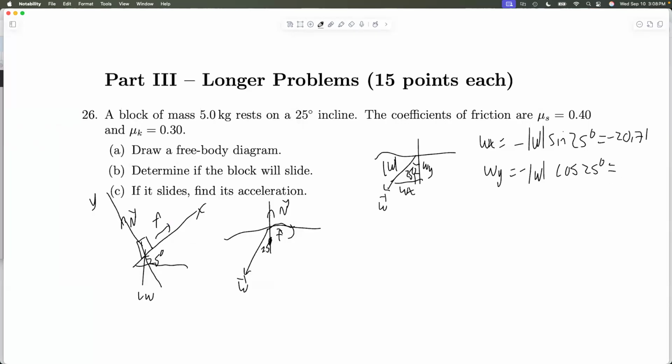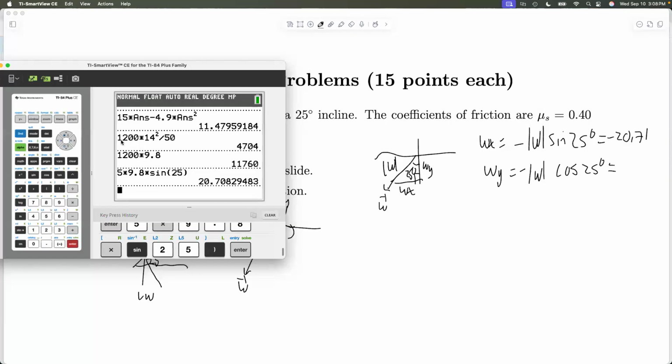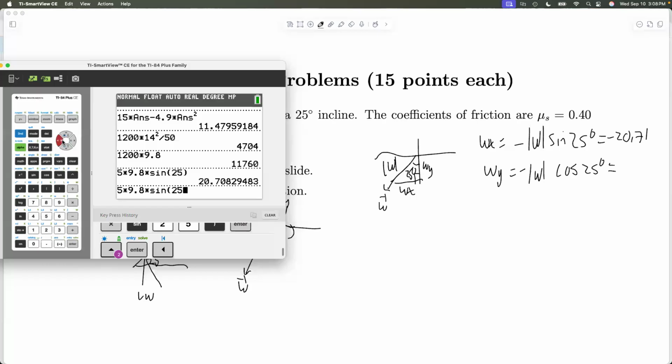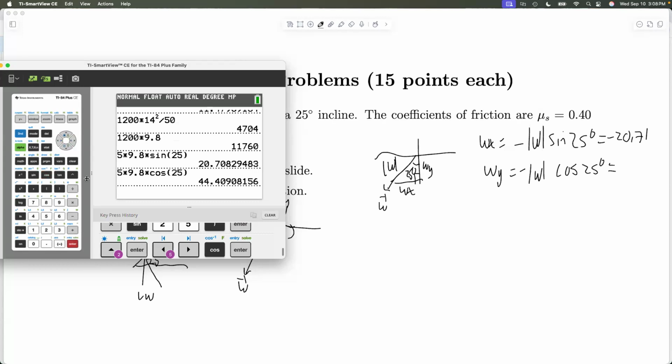And then, if you're really careful, you can just do this on your calculator. Scroll back up, grab that guy, come back here and change that to a cosine. You just got to be really careful. Make sure everything's where it's supposed to be. 44.41. And remember, he's negative.